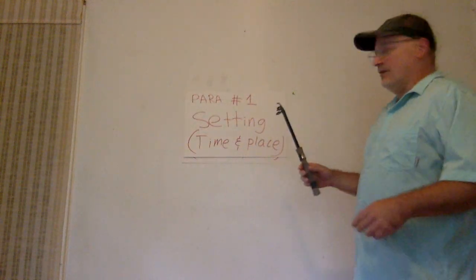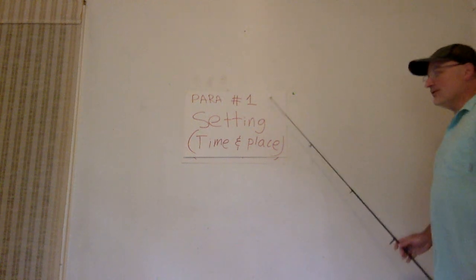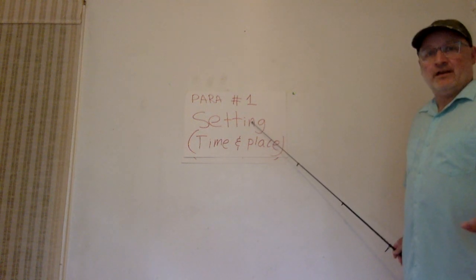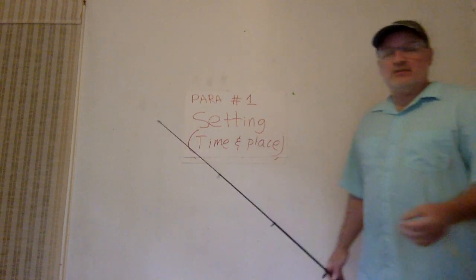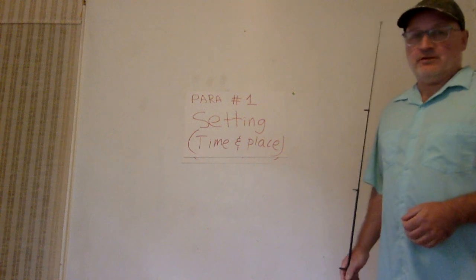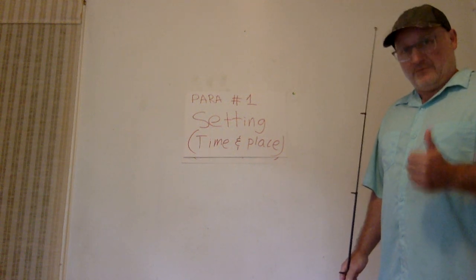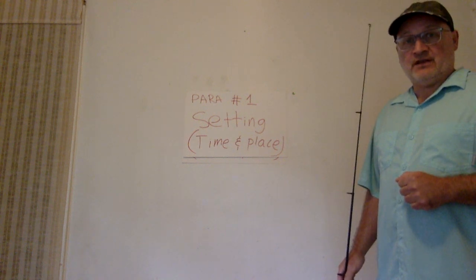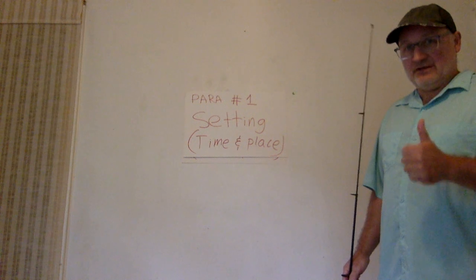For the first paragraph, we want to establish setting. In order to establish setting in our writing, we need to talk about time and place. Just like our definition for setting in our vocabulary list, it's not enough just to tell where something took place. We also need to say when it took place. The setting is really different when you put the time in there.